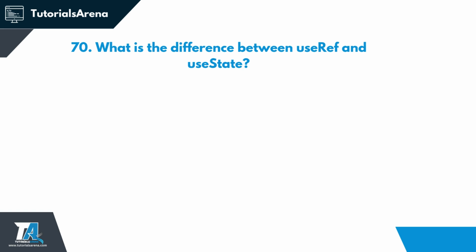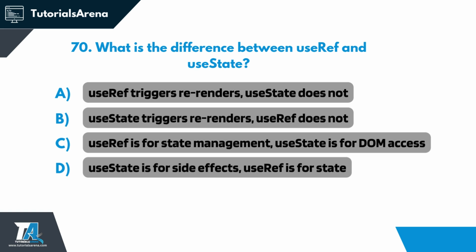Question 70. What is the difference between useRef and useState? The options are Option A, useRef triggers re-renders, useState does not. Option B, useState triggers re-renders, useRef does not. Option C, useRef is for state management, useState is for DOM access. Option D, useState is for side effects, useRef is for state. The correct answer is Option B. useState triggers re-renders, useRef does not. Moving on to the next question.